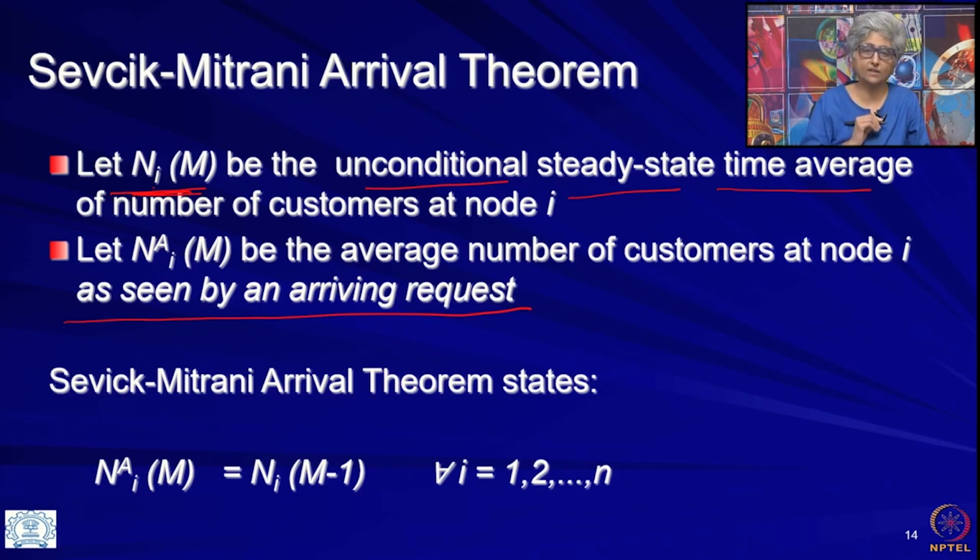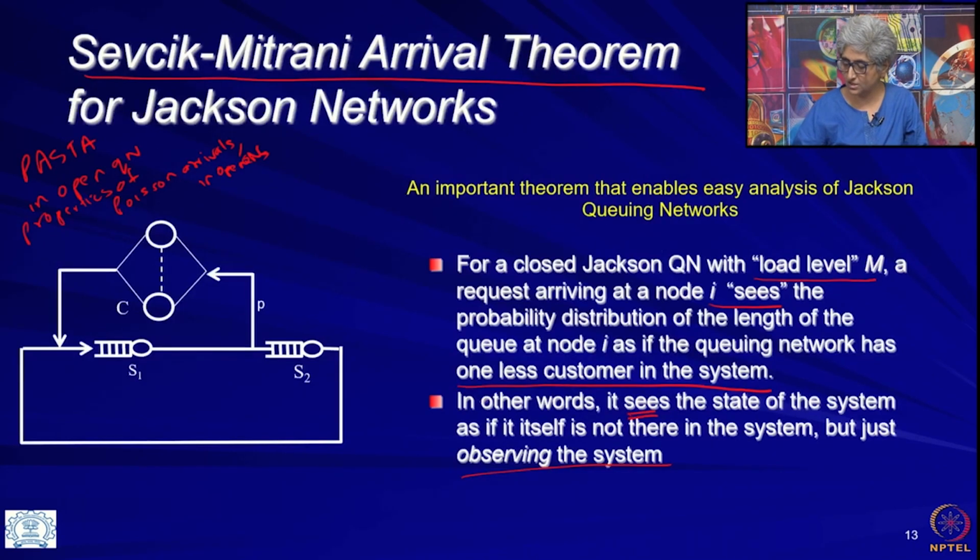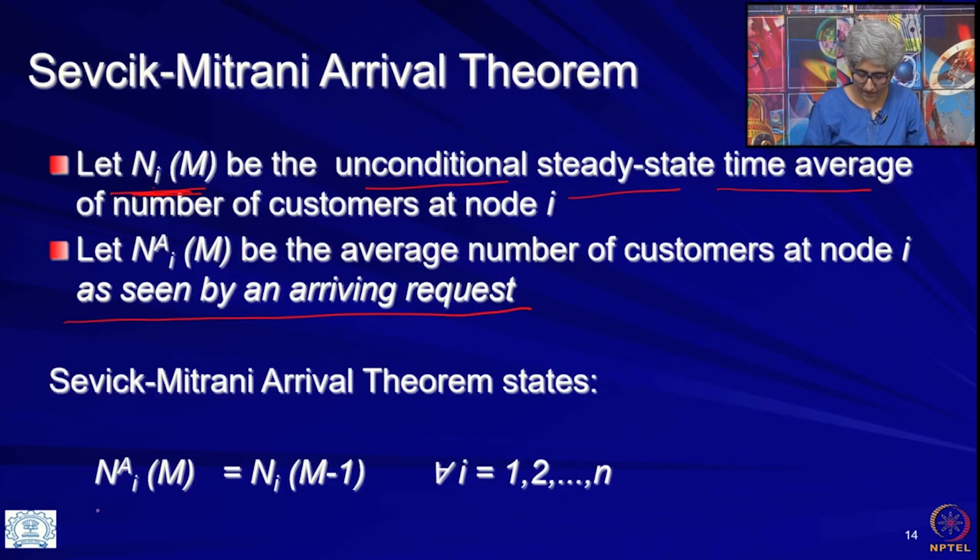So, what does the Sevcik-Mitrani theorem say about seeing the system as if one less customer? Mathematically, that means that what a request sees at a node I at arrival times for a queuing network which has m customers in the system is the same as the unconditional average. Remember, I am not putting the superscript here. So, this is the unconditional average with one less customer in the system, at the m-1 level. So, it is as if the request which is arriving to this node I is not there in the system. It is just an observer, and if it was an observer and observed the unconditional averages at each node, then that is what it would see at the points that it arrives into the network, even when it is actually in the network. We are operating at the load level M, but the arriving request sees the system as if it is not there. It is an absolutely beautiful thought. Please think about it. It might take some time to digest this thought.